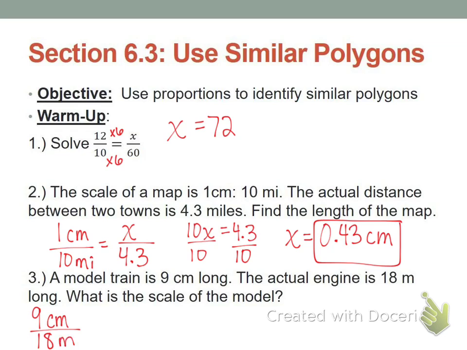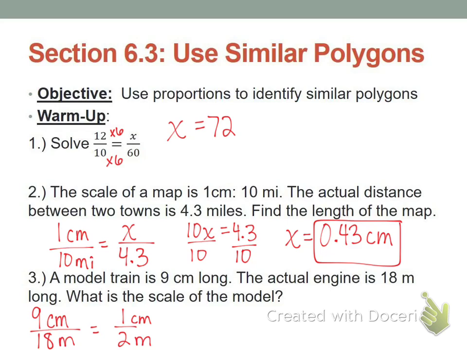Yesterday what we did was we made the denominator into a 1. That sort of works. Another way you could do it is simplify it as much as you can, and that would be an acceptable scale. So what would this fraction simplify to be? 1/2. So 1 centimeter to 2 meters would be an acceptable scale for it.